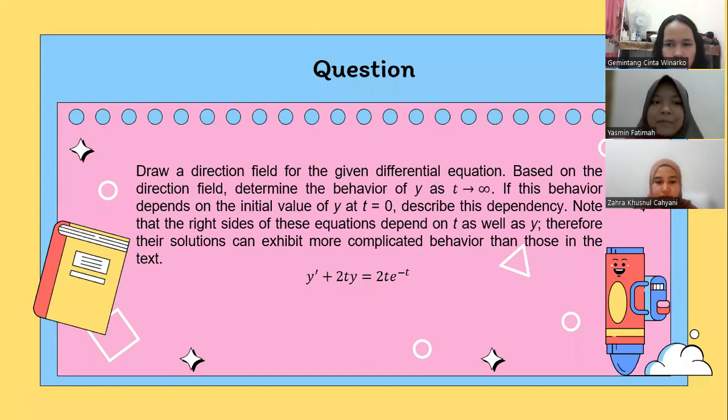The question is, draw a direction field for the given differential equation. Based on the direction field, determine the behavior of y as t approaches infinity. If this behavior depends on the initial value of y at t equal to 0, describe this dependency. Note that the right side of this equation depends on t as well as y. Therefore, the resolution can exhibit more complicated behavior than those in the text. The equation we have from the problem is y prime plus 2ty is equal to 2t e power minus t.